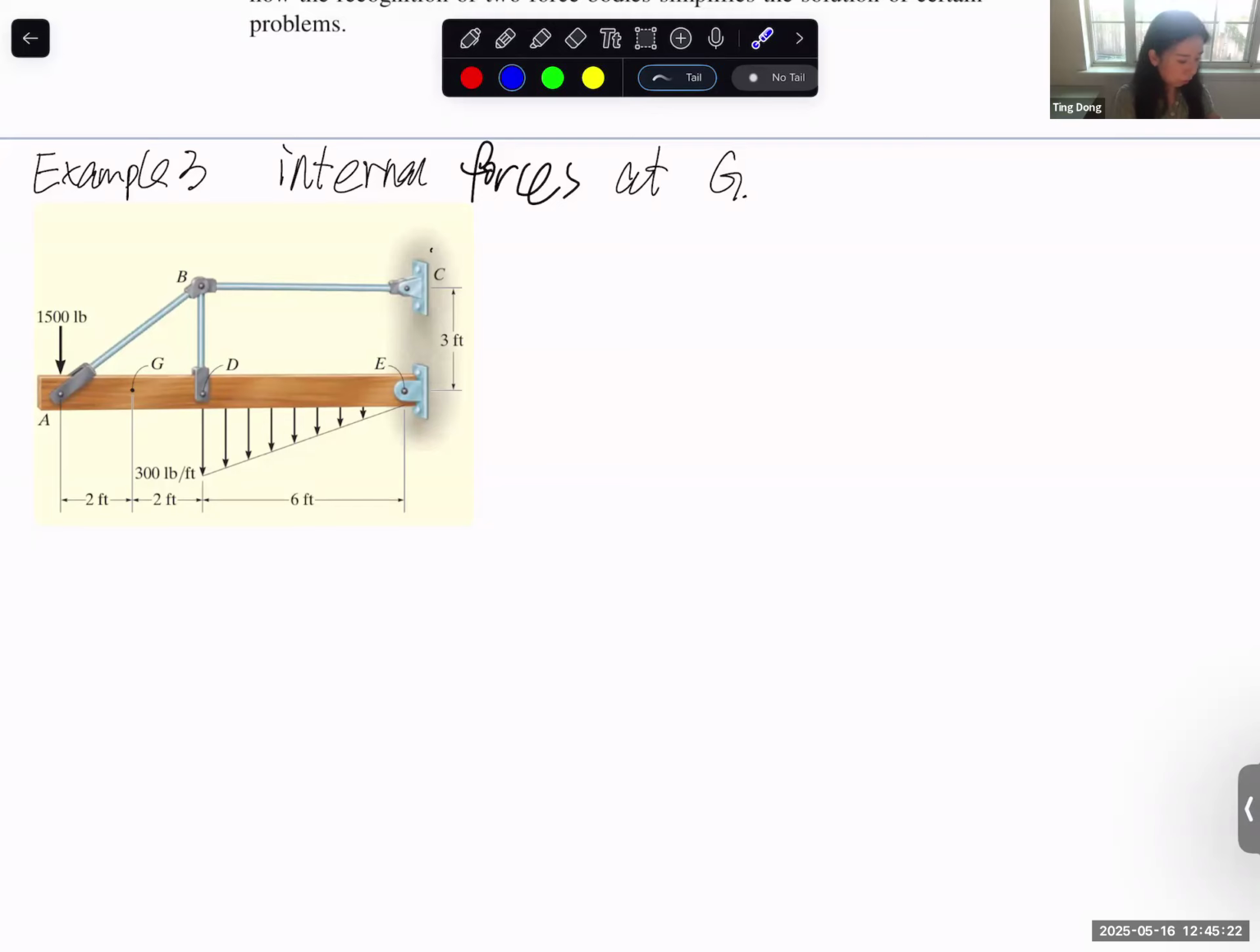Do we need to find all the reaction forces at C and E, or only part of them is necessary? Do we need to find all three reactions, or only part of it? I'm going to take a guess. I don't think C's reaction forces affect the internal forces at G. Yes. So let's do it this way. Yes, you are correct. Thank you.